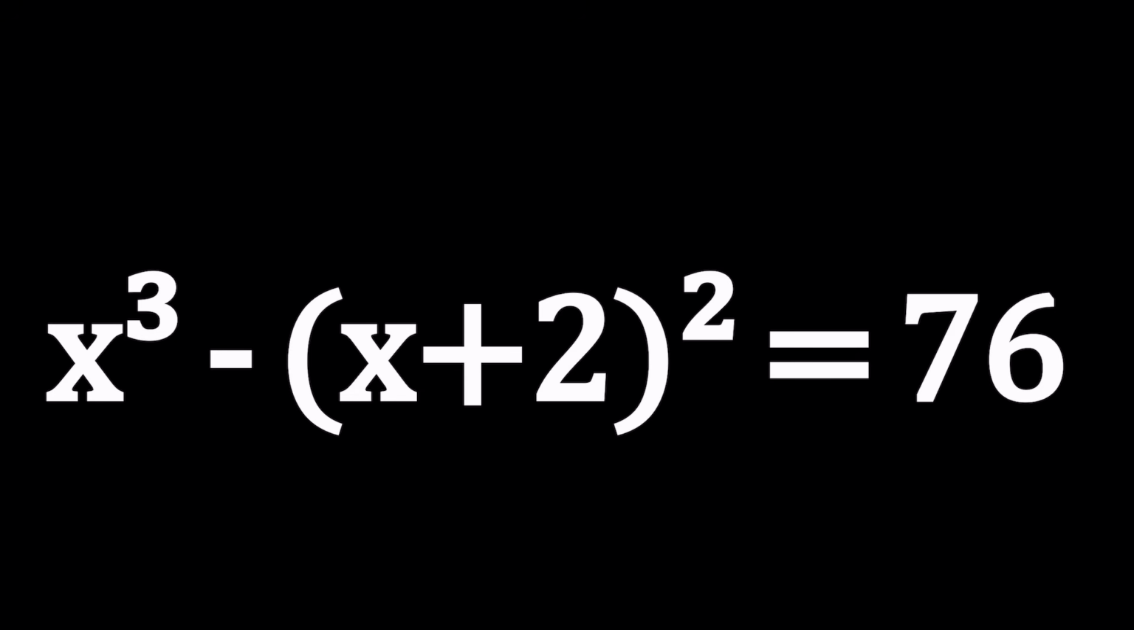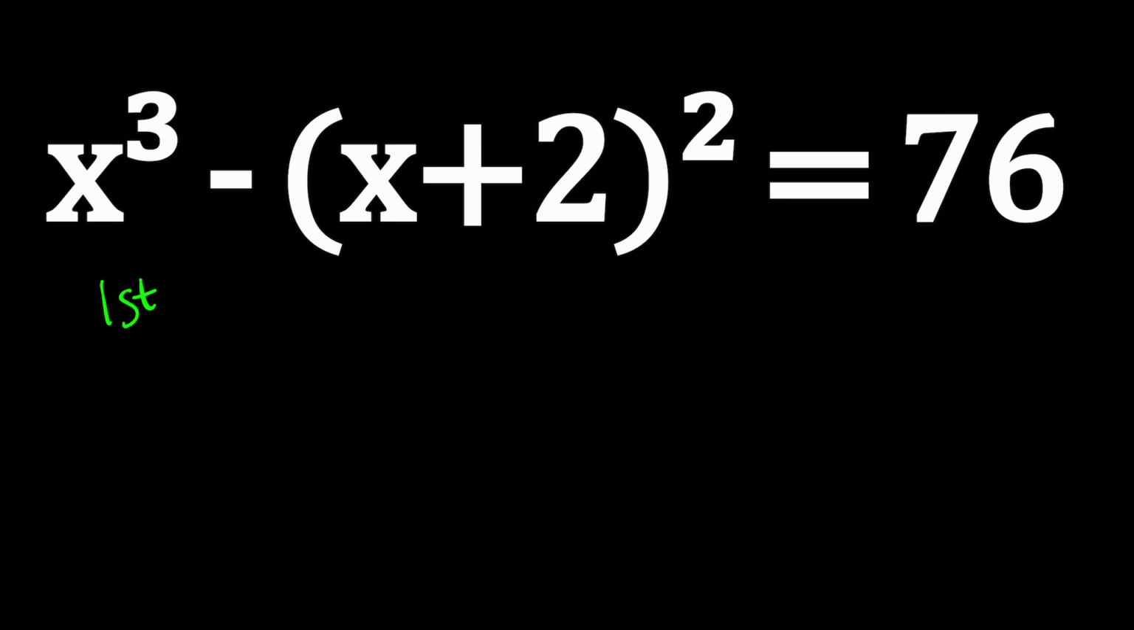Hello everyone. In this video, we're going to be solving a cubic equation. We have (x³ − (x + 2)²) = 76, and we're going to be solving for x values. I'll be presenting two methods. Let's go ahead and start with the first one.